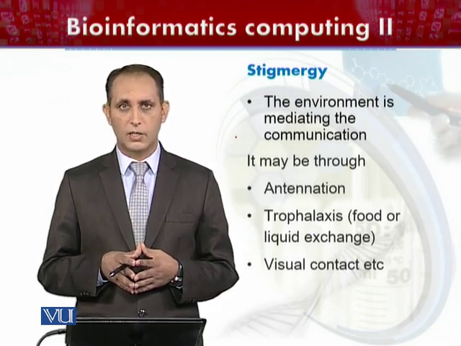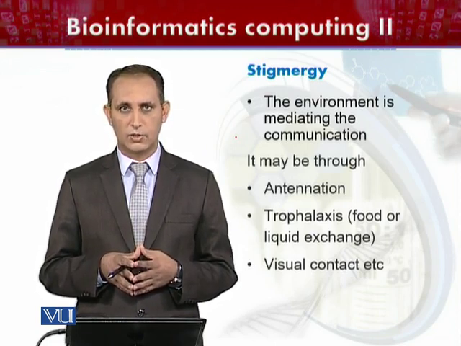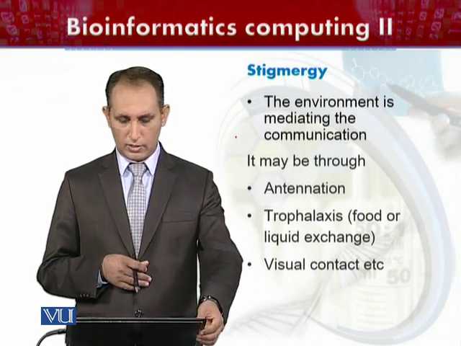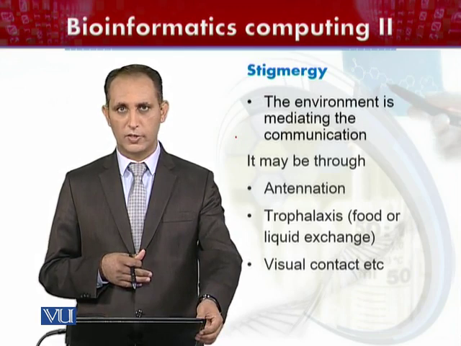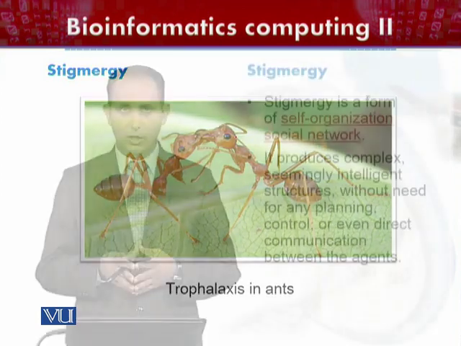There may be coordination between the organisms due to some visual contact. So again, this is another indirect communication. Or it may be some mandibular contact or some other contact. There are different types of contacts that may be made. In this picture, the ants are coordinating with each other for food and liquid exchange, a very good example of trophallaxis in African ants.